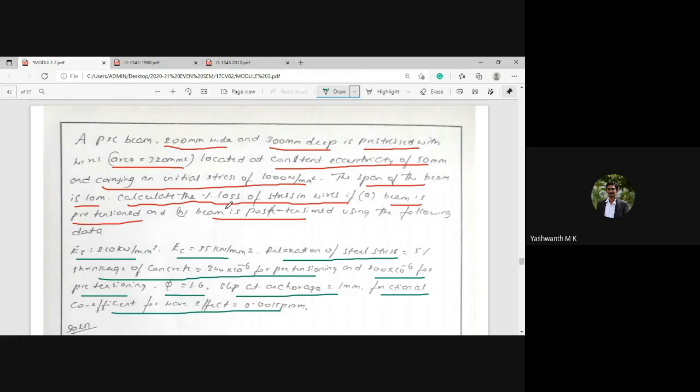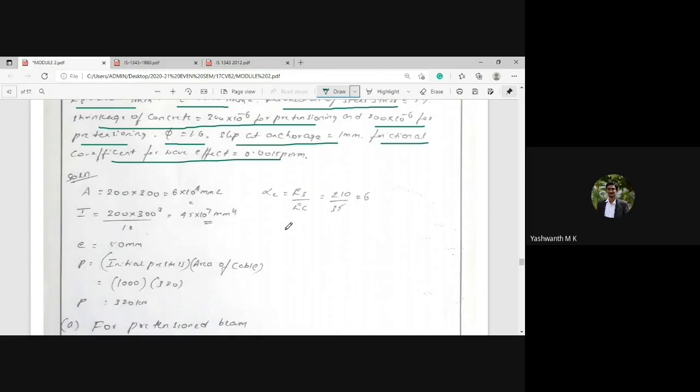Is it clear? So coming to this problem, you need to calculate the percentage loss of stress in wire, both in the case of pre-tension and also in the case of post-tension. So please note this point. And these are all the data that have been specified. So with these, let us go ahead.